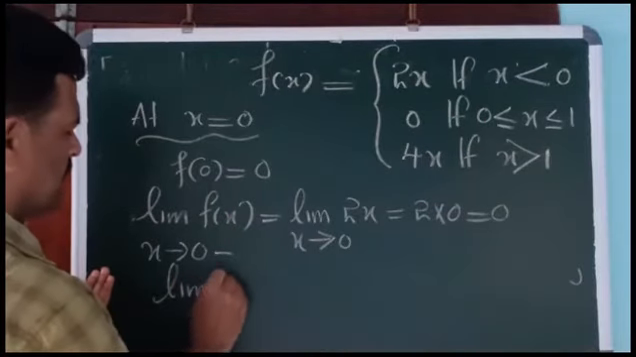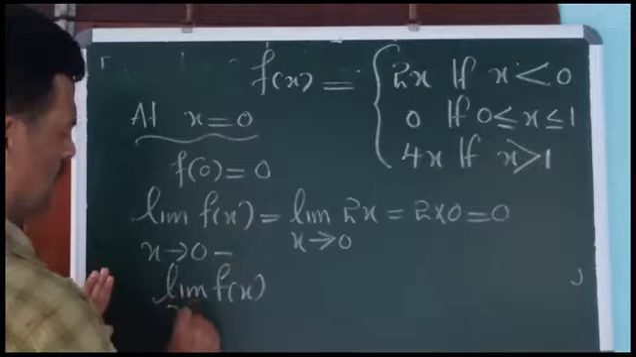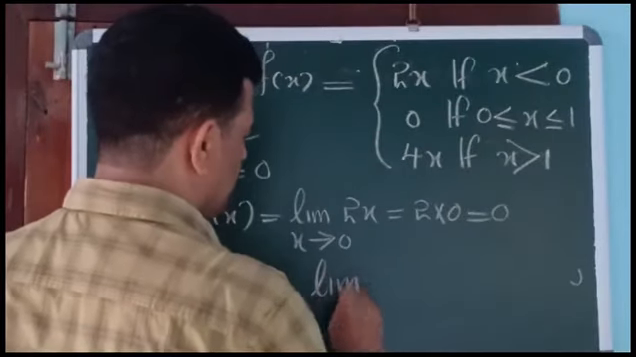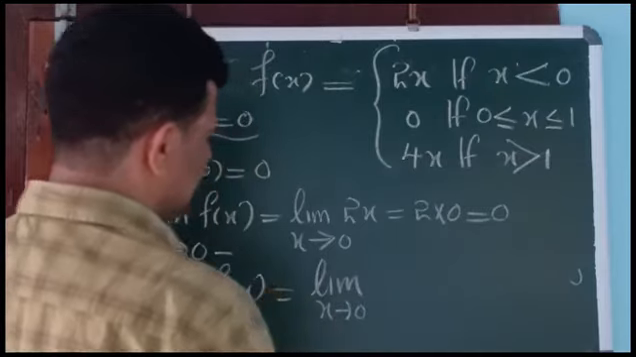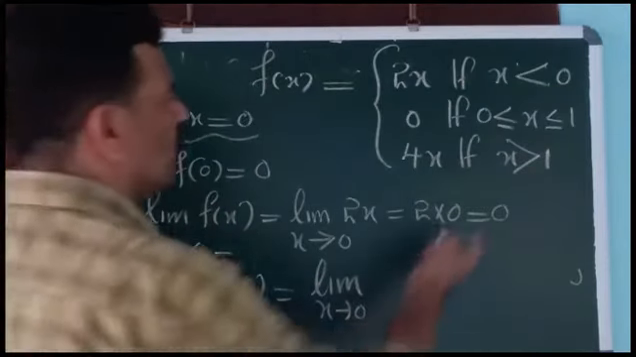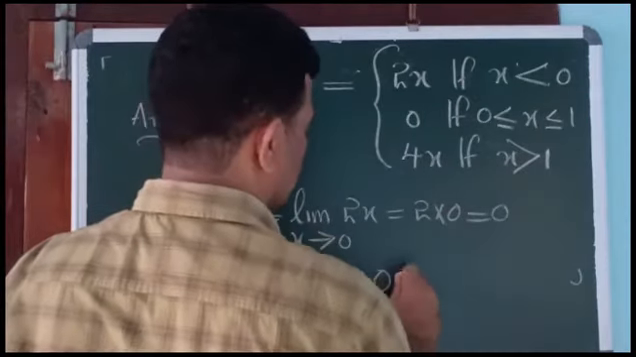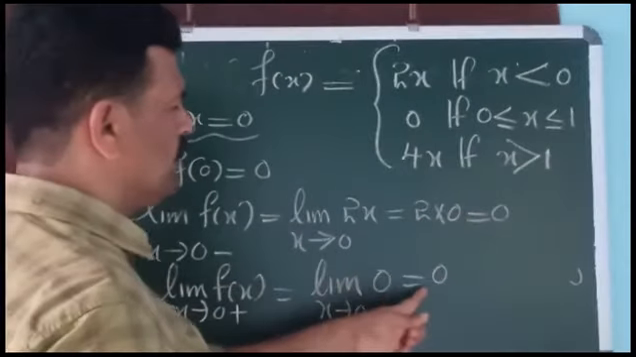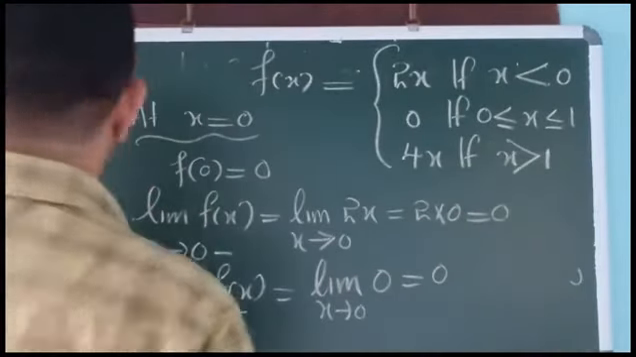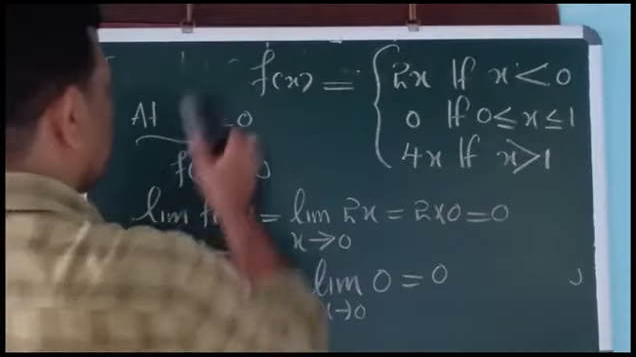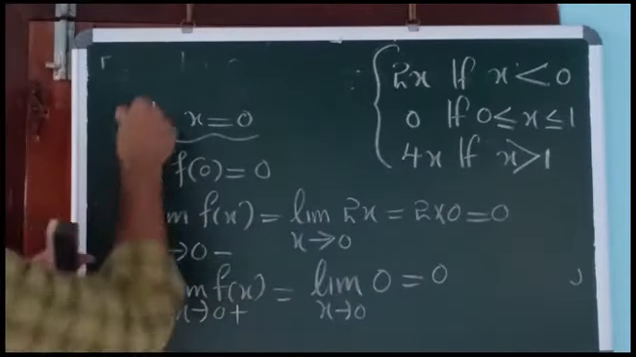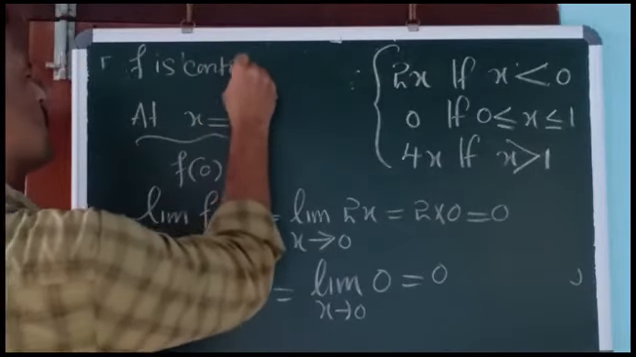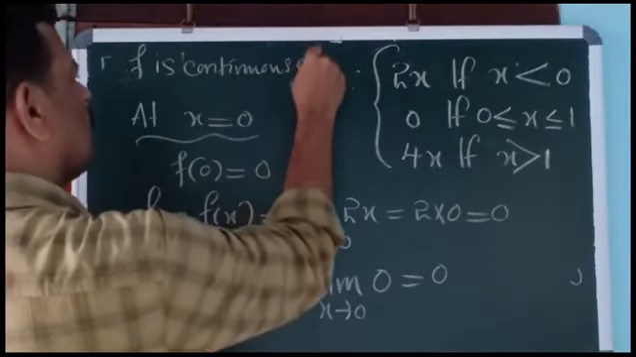Now limit f(x) as x tends to 0 plus, that is equal to limit x tends to 0. x is tending to 0 and it is greater than 0, means we have to take this one, that is equal to 0. Therefore, value equal to left limit equal to right limit. Therefore, f is continuous at 0. Therefore, we can write f(x) is continuous at x equal to 0.